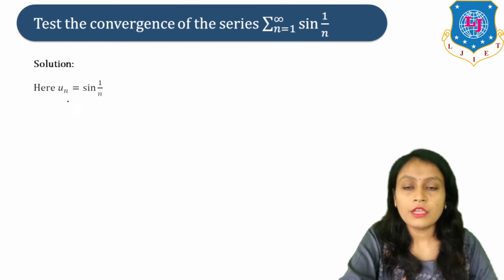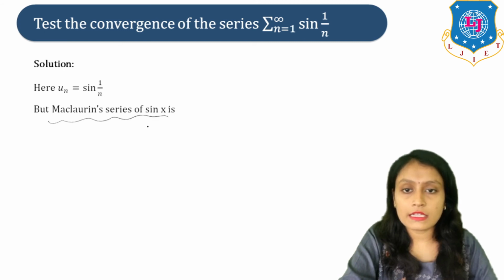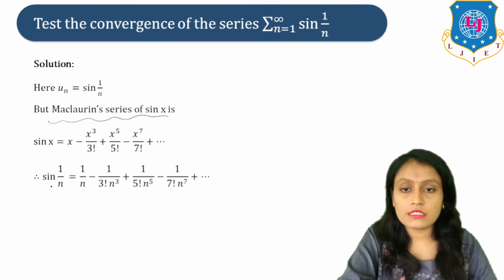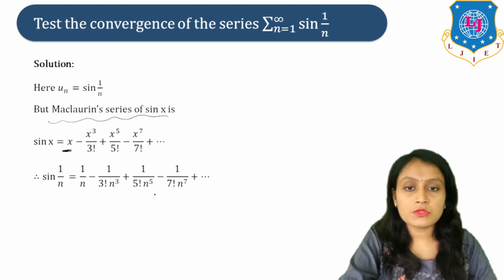Okay, so here un is given, that is sine 1 upon n. We know the Maclaurin series of sine x, which is x minus x cube upon 3 factorial plus x raised to 5 upon 5 factorial minus x raised to 7 upon 7 factorial and so on. So we will find the Maclaurin series of sine 1 upon n. In place of x, we have to write 1 upon n. So you will get 1 upon n minus 1 upon 3 factorial into n cube plus so on.